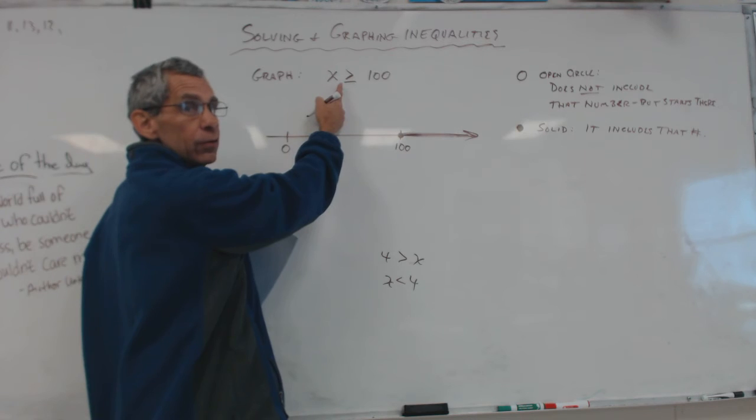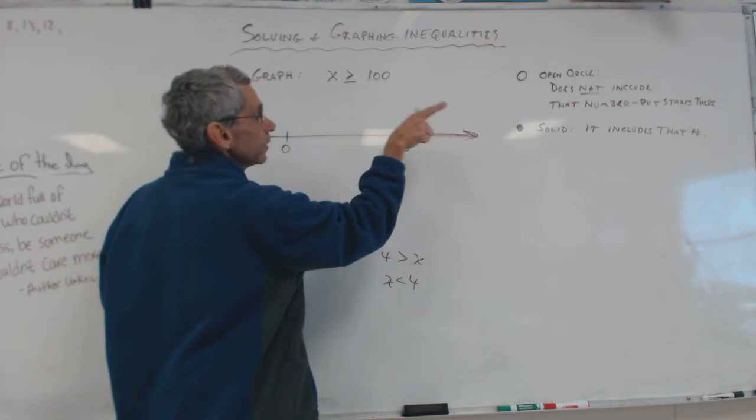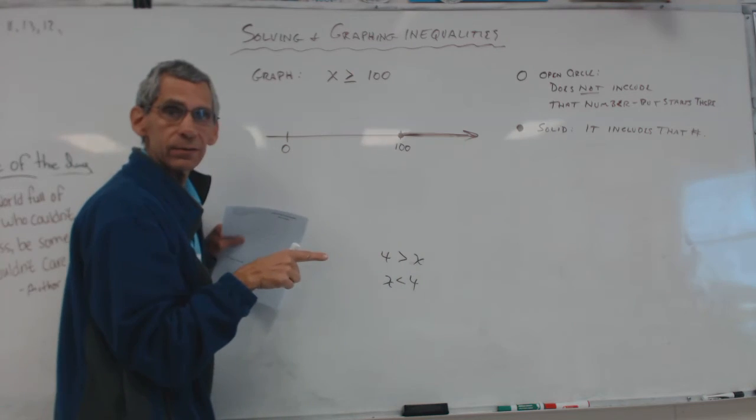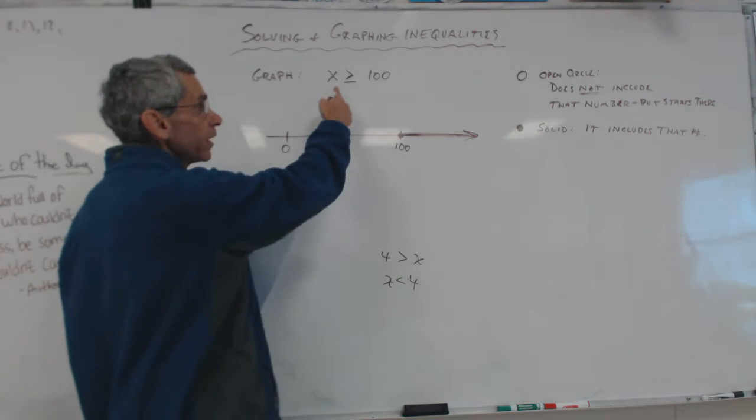Look at the direction of the greater than sign. It's pointing towards the direction the arrow is pointing. It's pointing to the right, right? So you immediately know it's going to be going that way, as long as the x is on the left.